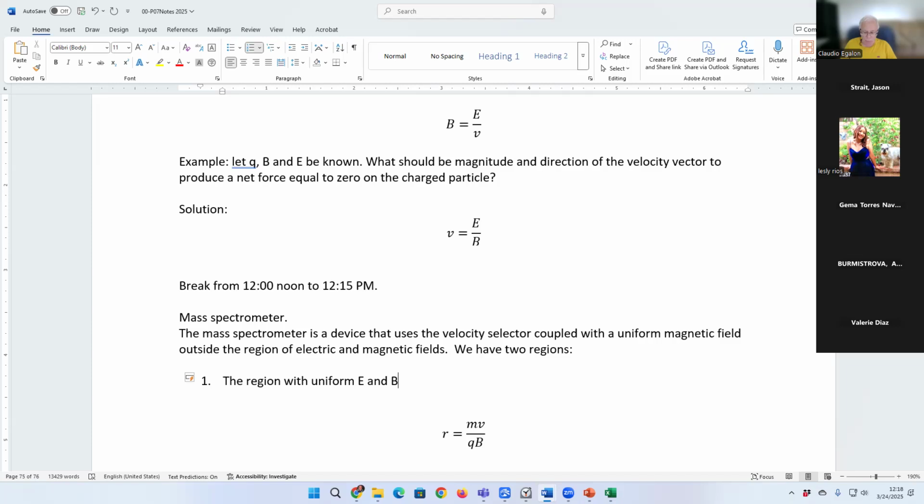I'm going to distinguish this region of uniform E and B as the inner region with the magnetic field. And a second region outside the velocity selector with a uniform magnetic field that I'm going to call B out. So there is B in and B out, right?